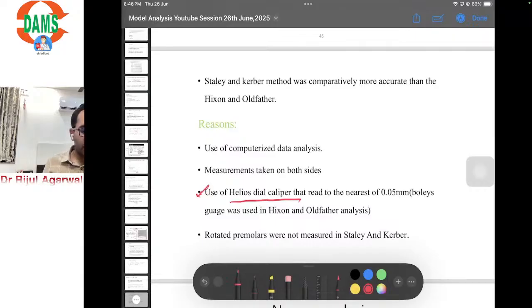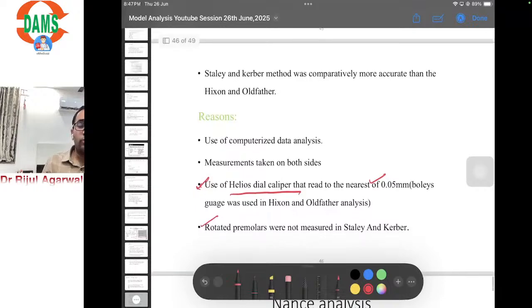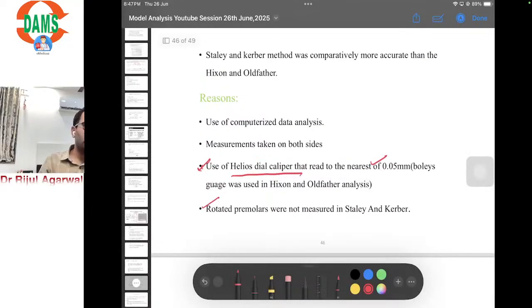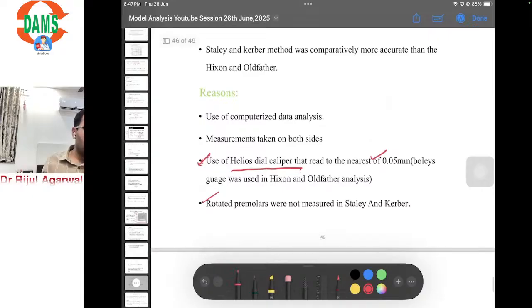So what was the advantage? It measured up to 0.05 mm, and hence these were the reasons, because more computerized data technology had developed by the time they came up. Next, rotated premolars were excluded in this analysis, so it became more accurate. This was the only difference. Based on this they gave their own graphical representation, the rest everything remained the same. So what was the advantage of measurement taken on both sides? When we take measurements on both sides, you average it out. The average gives you a more accurate value as compared to one single value.